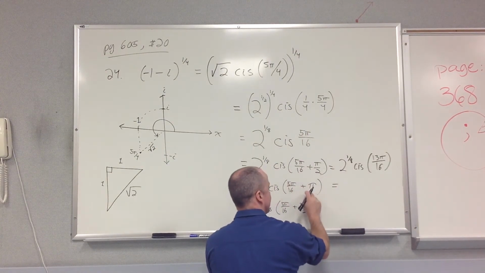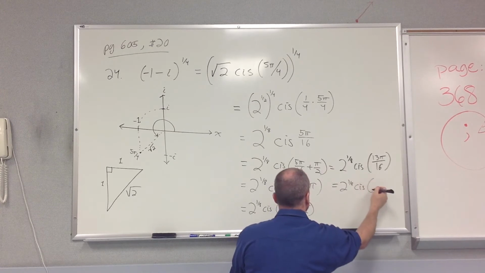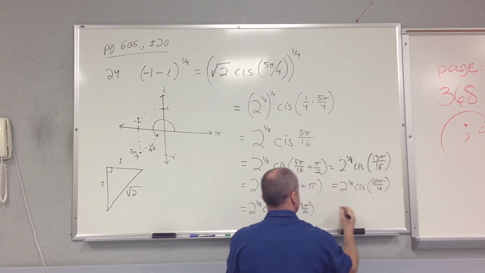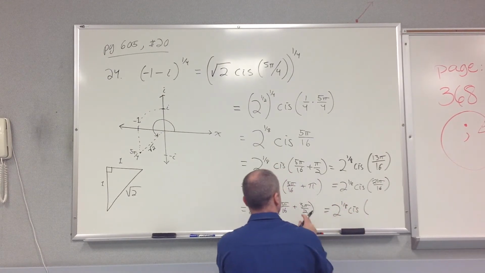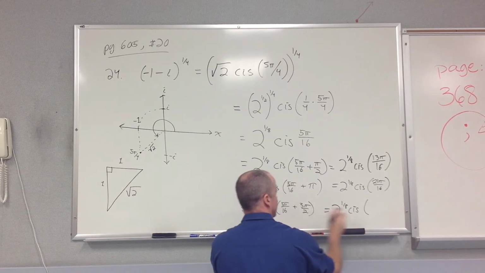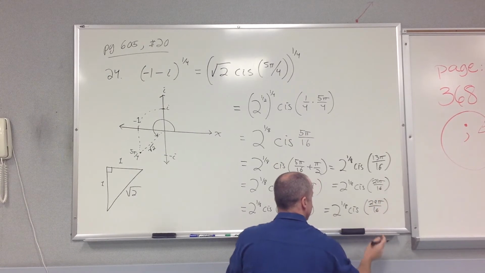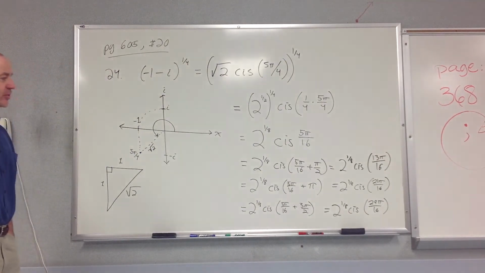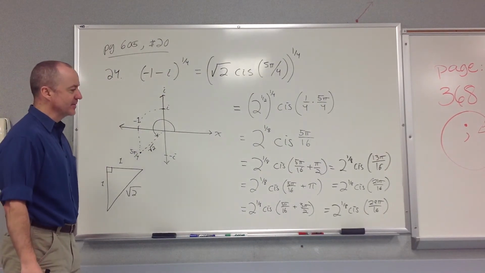This would be 16 pi over 16. So that's 2 to the 1/8 cis 21 pi over 16. And that's 2 to the 1/8 cis. This would be 24 pi over 16. So 29 pi over 16. I'm just adding 8 pi over 16 each time. I think if you've got enough time, it's reasonable for me to ask you to remember how to add fractions with common denominators.